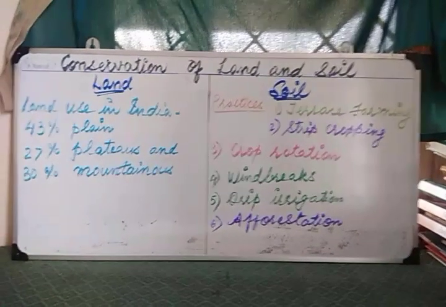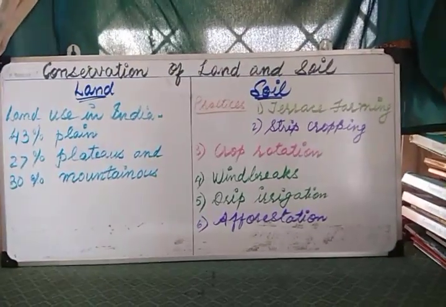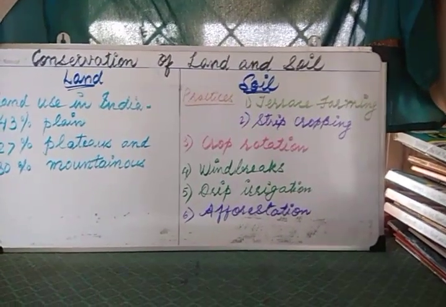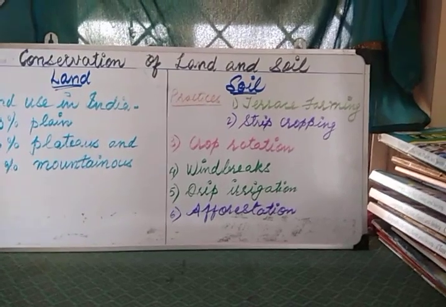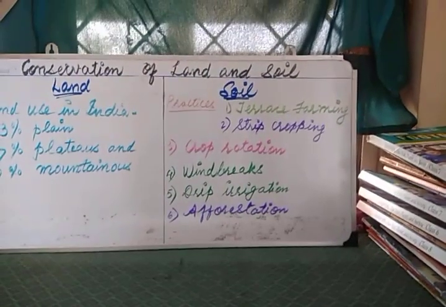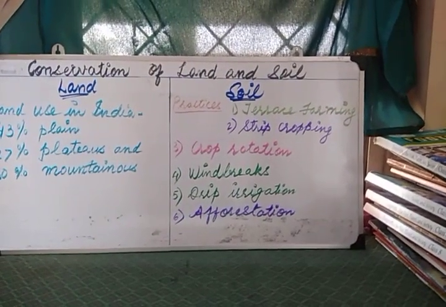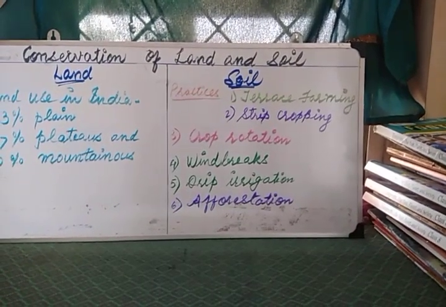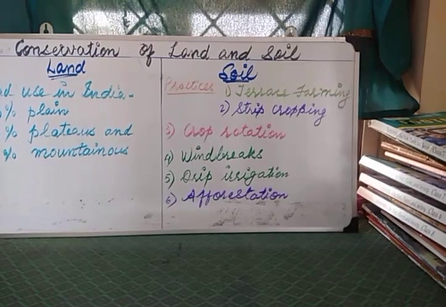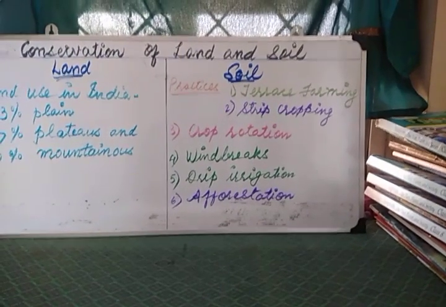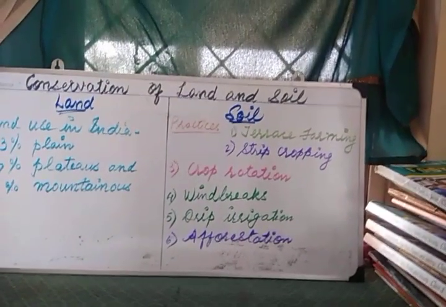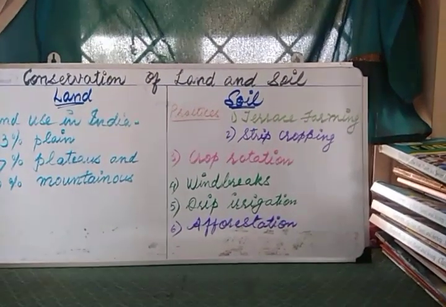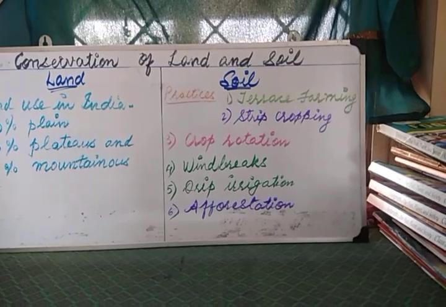Now we'll move towards soil erosion: how to conserve against soil erosion and soil exhaustion. In the previous classes we have studied some of the conservation methods, practices and techniques. Terrace farming, as we know, is practiced in the mountainous or hilly areas.